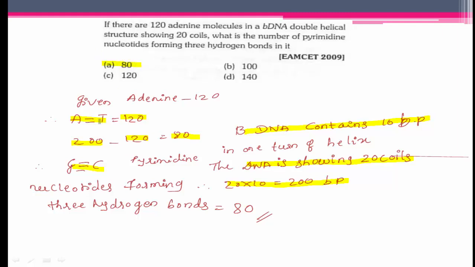Adenine always pairs with thymine. Here we are talking about a base pair. Among the 200 base pairs in 20 coils, the adenine and thymine pair is showing the number 120. The total number of base pairs is 200. Subtract this number from 200, and you will get the answer for the pyrimidine nucleotides. So in a different question, only the number will be changed. The method will remain the same for the determination.